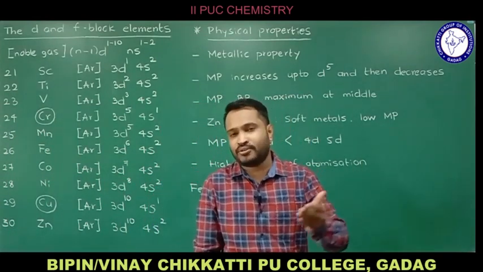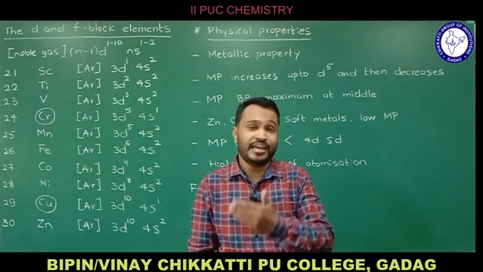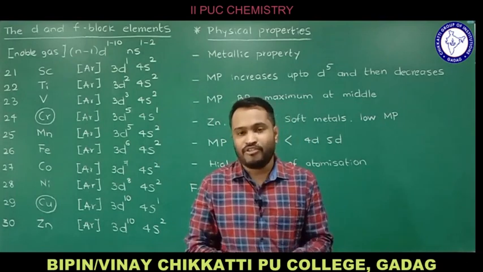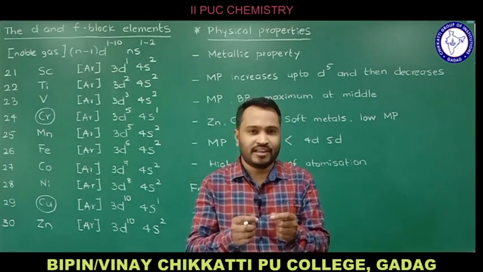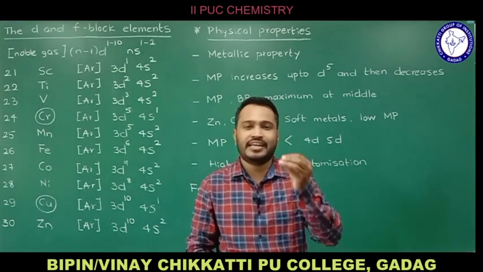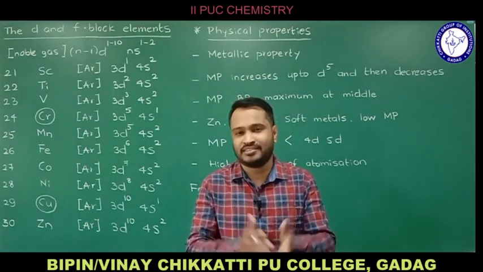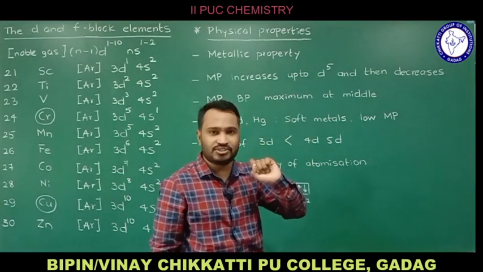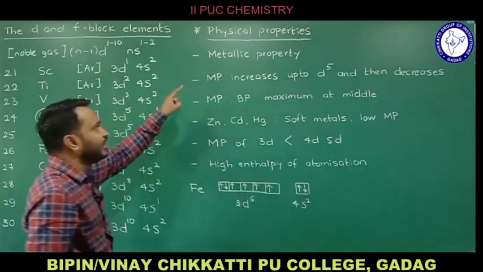If the number of unpaired electrons decreases, what is the meaning of that? Metallic bond becomes weaker and weaker. When the metallic bond becomes weaker, then what I am going to say here is we need very little energy to break that force of attraction. Therefore, the melting point is going to decrease. So this is the concept regarding melting point.